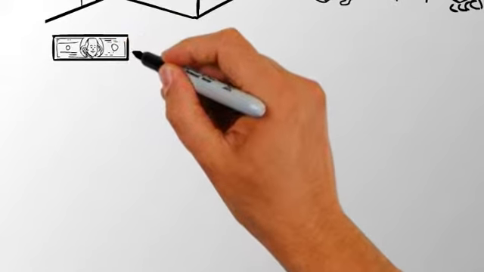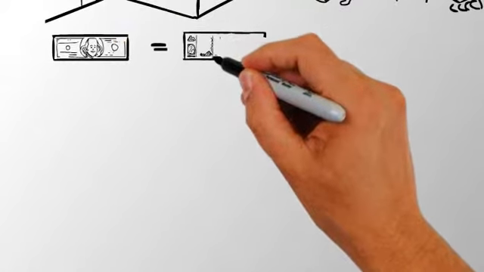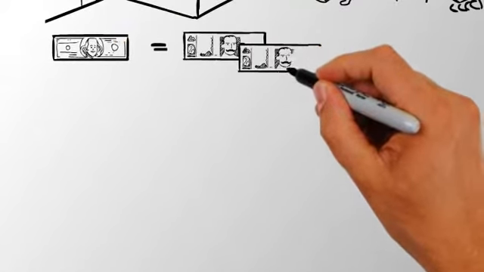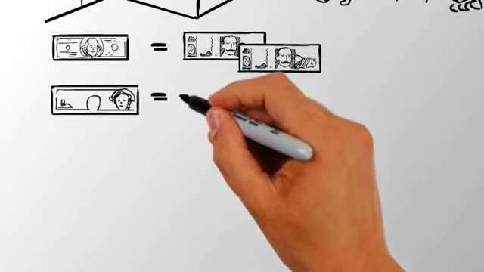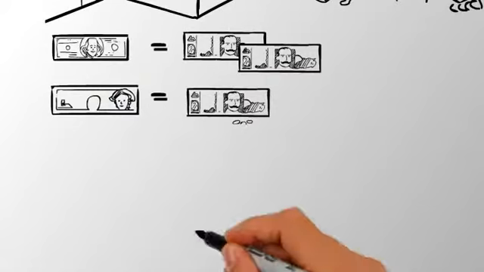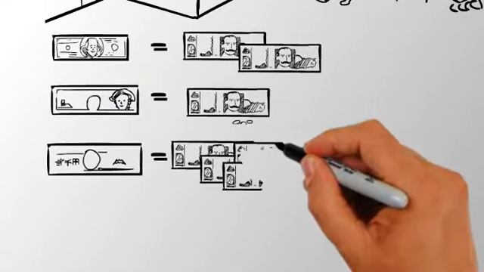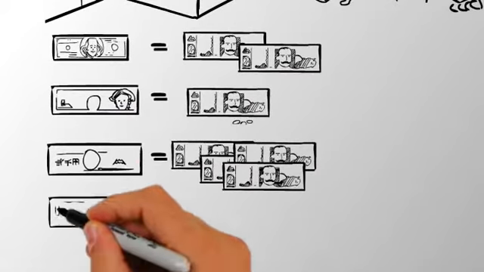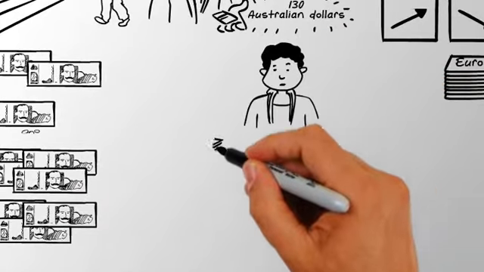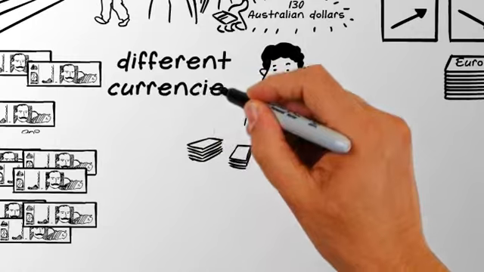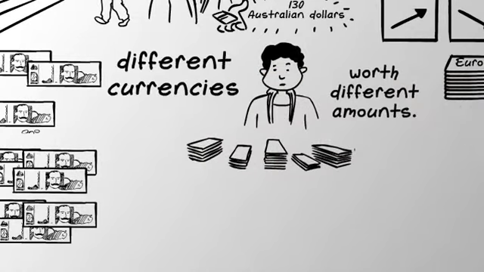If he had US dollars, that might be worth a different number of Aussie dollars. And 1 British pound will be worth a different amount again. And so will a Chinese renminbi, and the same with an Indian rupee. It's really important to understand that different currencies are worth different amounts.